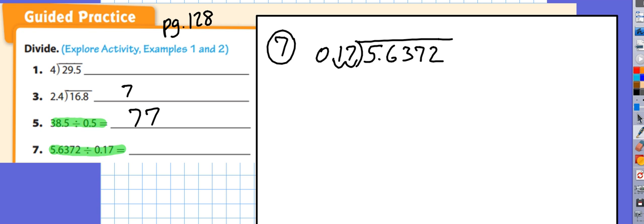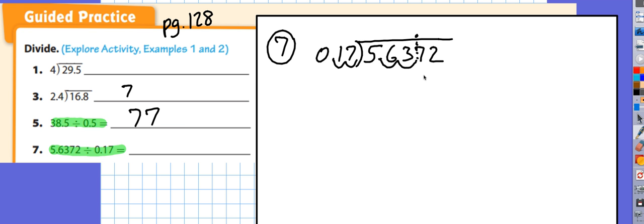So 5.6372 times 100 would be the same thing. It would be moving the decimal 2 places to the right. And then like before, I can then just bring the decimal straight up and put it in my quotient, and now I will not get my decimal in the wrong spot when I divide. Now, multiplication chart, this would be a great problem for a multiplication chart because I don't know my 17s very well. How many times does 17 go into 56?